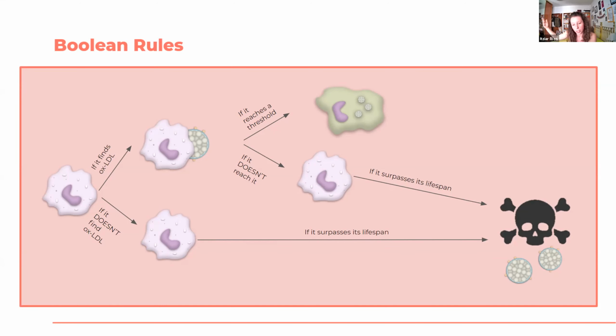And if it eats too much, it reaches a certain threshold and it becomes a foam cell, and the accumulation of foam cells is what becomes the plaque. If it doesn't reach this threshold and it keeps living, it reaches its lifespan and it dies and bursts, and it allows all the oxidized LDL it had inside out. So this is just one of the rules we had to program for our cells.